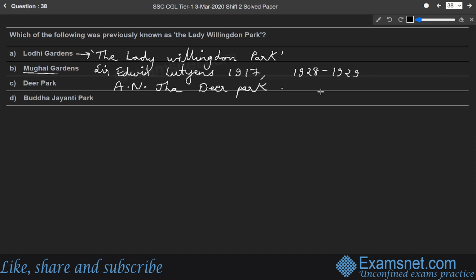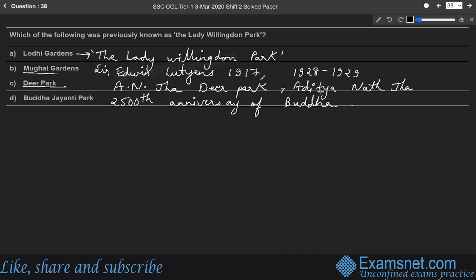And do you know who was the great social worker after which the Deer Park was named? The Deer Park was named after social worker Adityanath Jha. Next option is Buddha Jayanti Park. This is a very, very famous park. It was basically established to celebrate the 2500th anniversary of Buddha, and it is located in New Delhi.